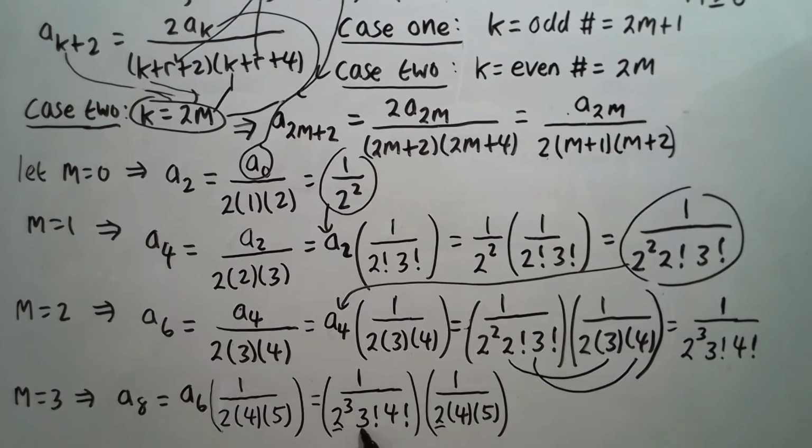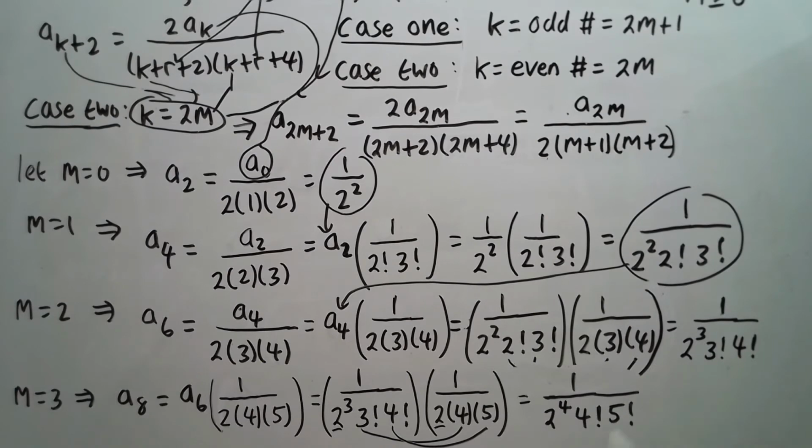I can multiply the 3 factorial with 4, and that would make 4 factorial. And I can multiply the 4 factorial with the 5, and that would make 5 factorial. So it'd be 1 over 2 to the 4th, 4 factorial, 5 factorial. So you can see the pattern now. The powers on the 2 are increasing by 1. The factorials are increasing by 1 each time I go up. So let's try and write the general pattern here.